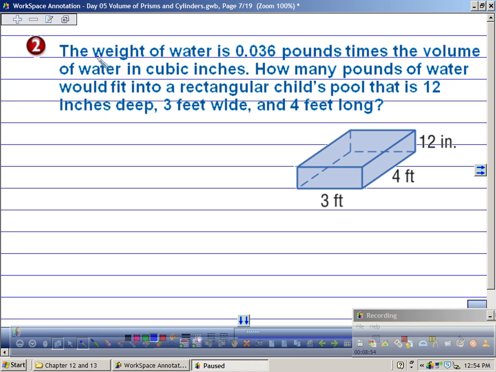First of all, we're talking about weight and volume, right? So I would have to find the volume and times it by the weight to find out what the weight is, right? Because that's what it's telling you. The weight is this times whatever the volume is. That's how you find the weight.